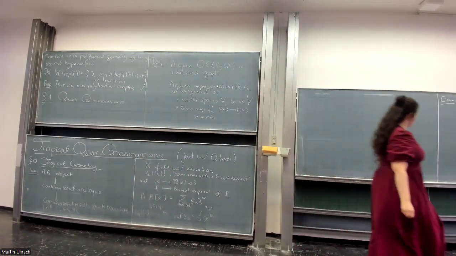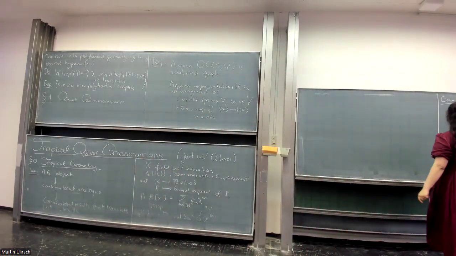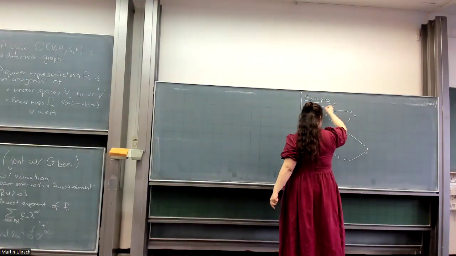So in our example, let's assign 2 different vector spaces here. So here I would like you to consider the field of Puiseux series squared.